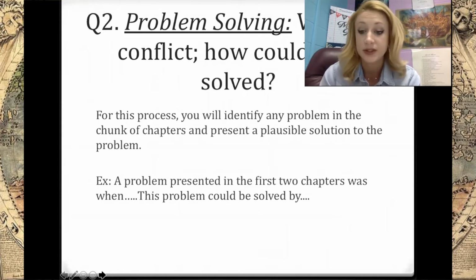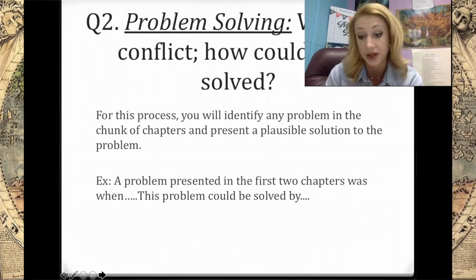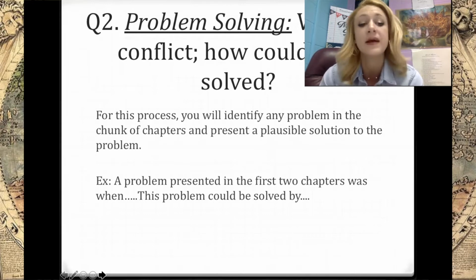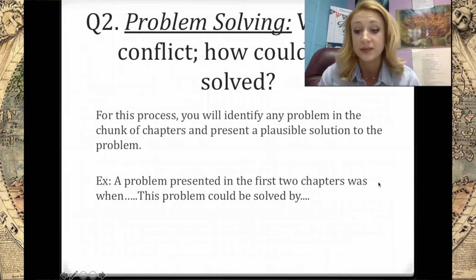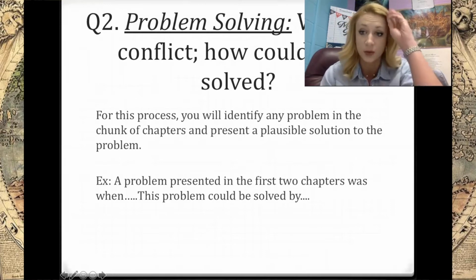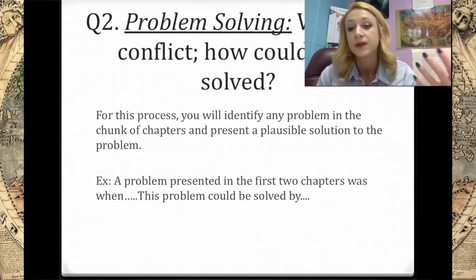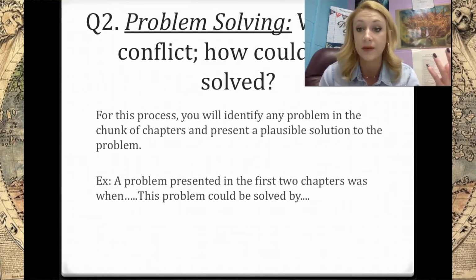Next up, Q2 is going to be problem solving. So for problem solving, what is a conflict? How could it be solved? Now for this process, you will identify any problem in the chunk of chapters and present a plausible solution to the problem. So this is really helpful that you had the reading logs while reading, because one of the things you did during the reading log was you took a look at the conflict throughout the chapters.